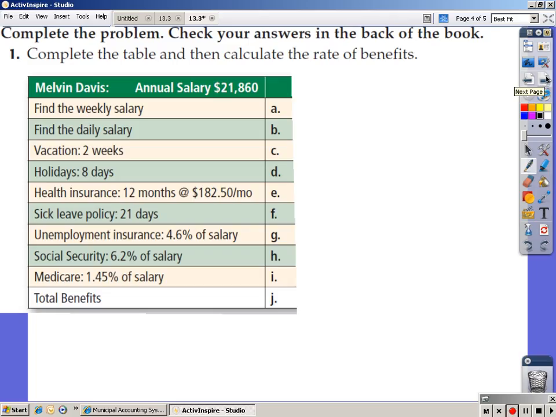Now, let's look at problem number 1 of your homework. It says complete the table and then calculate the rate of benefits. This is a little more than what we just had to do. On this one you actually have to find everything. Real quick piece of advice: when it says to find the daily salary, use the weekly that you find for A and divide it by 5, because you work Monday through Friday in a standard job. So take your weekly and divide it by 5 because you work 5 days a week. I'm going to give you a second to try this, and then we'll work it out together. Go ahead and press pause and play to resume.